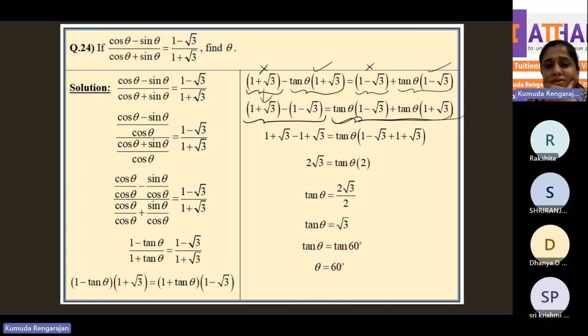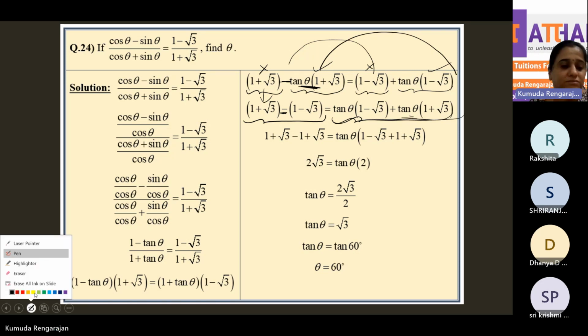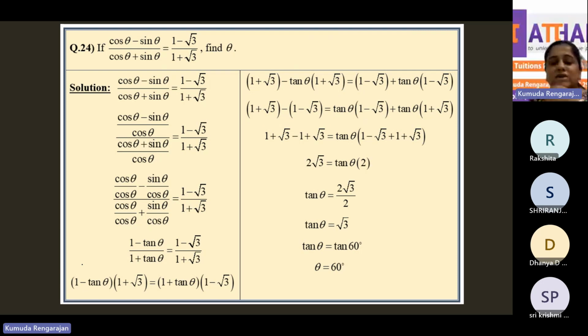I've written this as it is, and this one moves. So you can see the minus sign. And here this one moves. So you can see this minus tan theta becomes plus tan theta. So after transposing and opening the bracket, you see this bracket, I've opened the bracket. So minus into minus is plus. This one is plus.